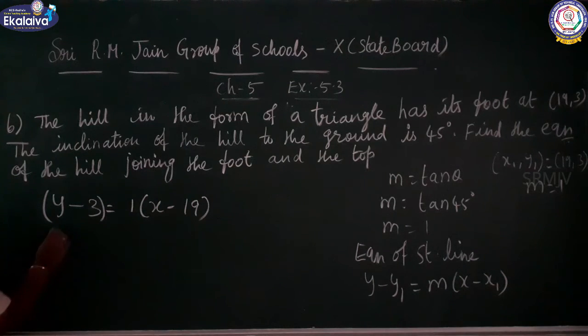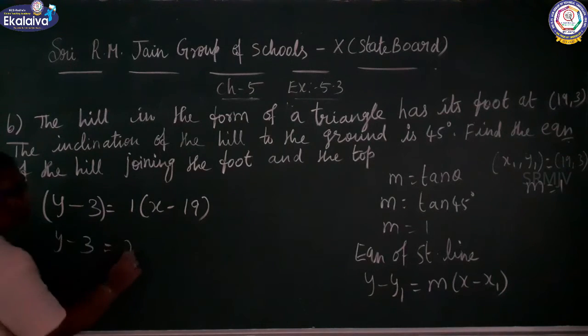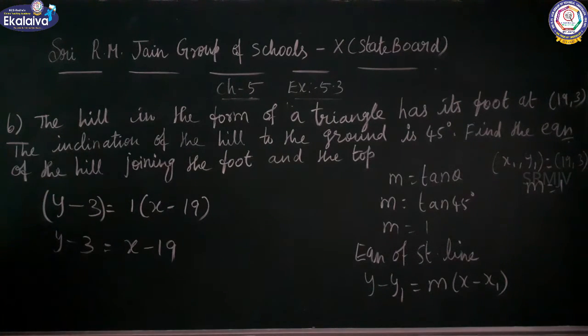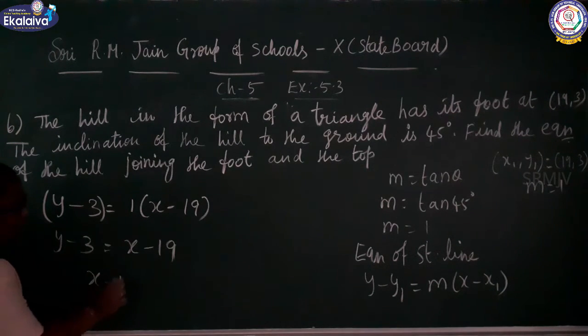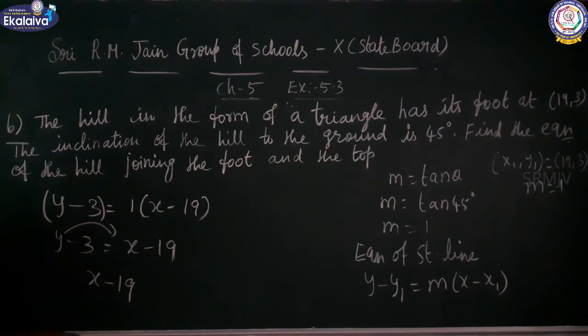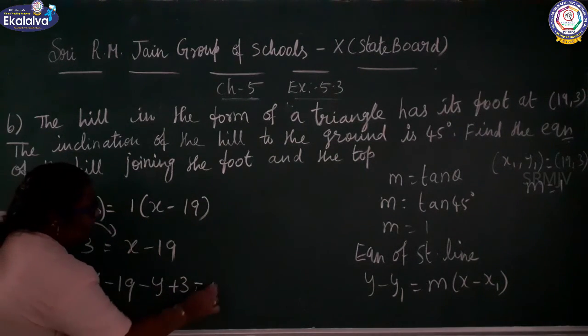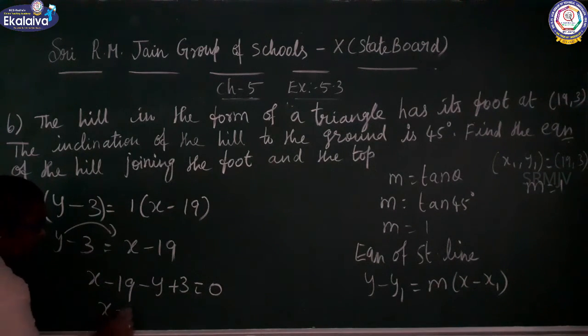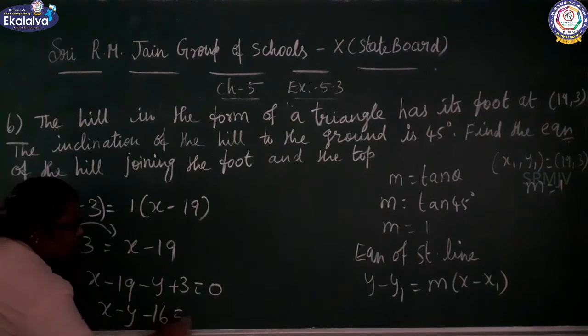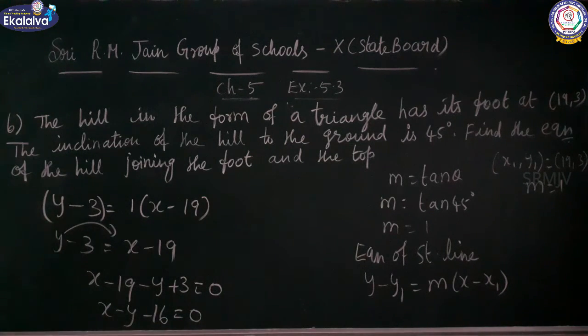So y minus 3 equal to x minus 19. x is positive, so you can keep it on this side itself. Bring all the terms to the right-hand side: minus y plus 3 equal to 0. So x minus y minus 16 equal to 0. This is the equation of the line joining the foot and the top.